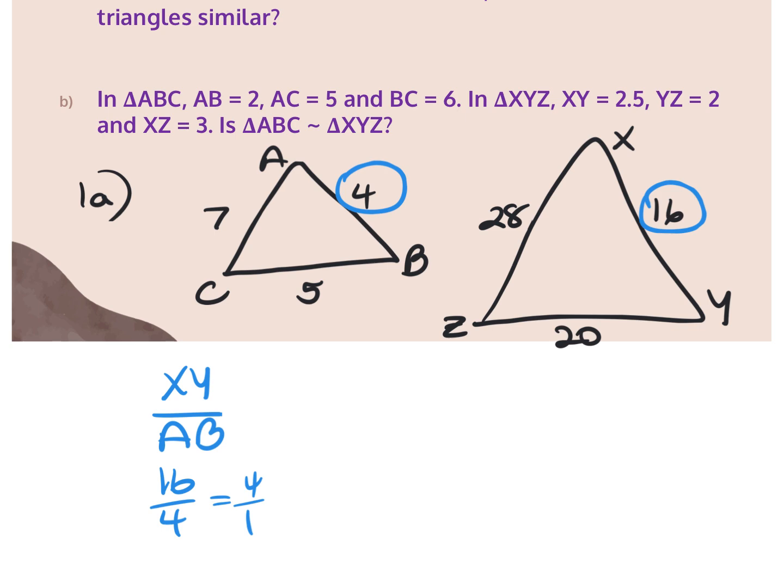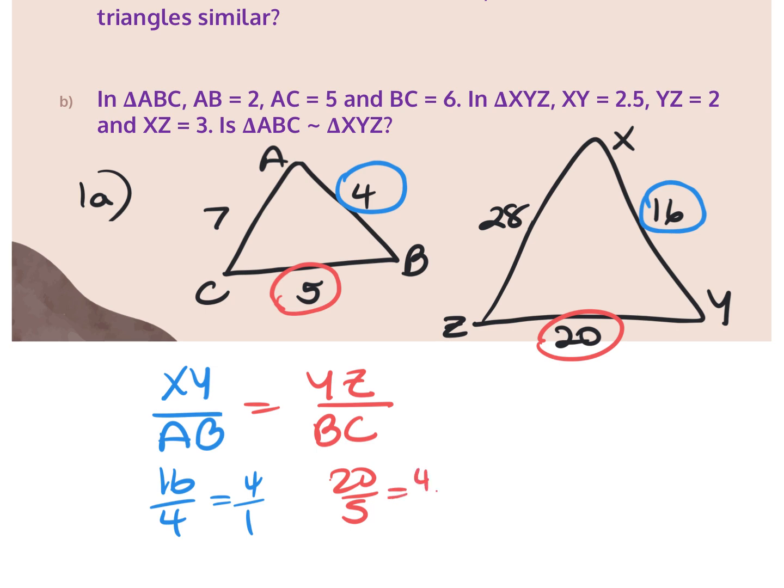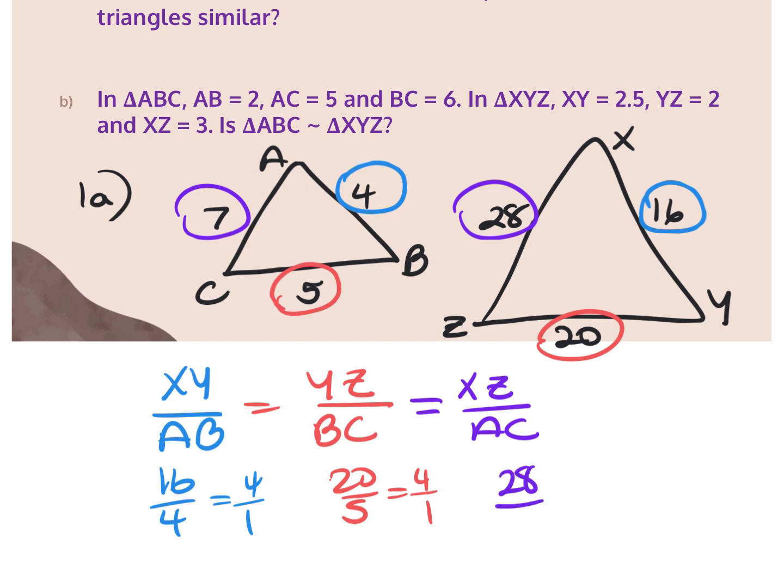Then I'm going to look for the next biggest side. In the ABC, it's the 5, and the XYZ, it's the 20. So I'm going to show that YZ is proportional to BC. So 20 over 5 still simplifies 4 to 1. So far, so good. And now let's do the last one, the biggest number with the biggest number here. So the XZ proportional to AC. XZ is 28, AC 7, 4 to 1.